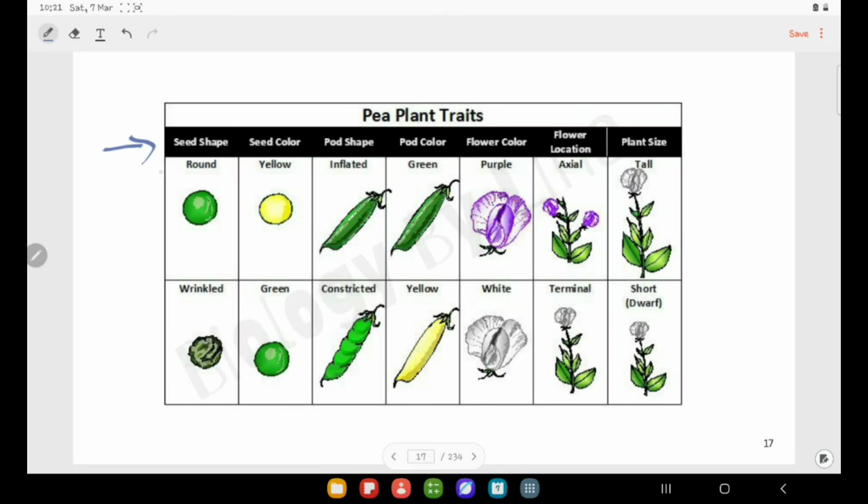And for each character, we have two contrasting traits, right? We have the dominant one and the recessive one. So for the seed shape, round is the dominant while wrinkled is recessive. How can I write them? The round and the wrinkled, they are the phenotype. Why? Because we said that phenotype is the appearance of the organism and it is represented by words.